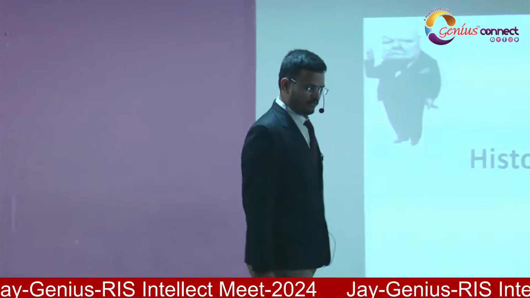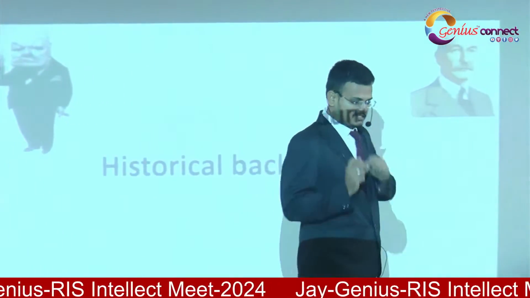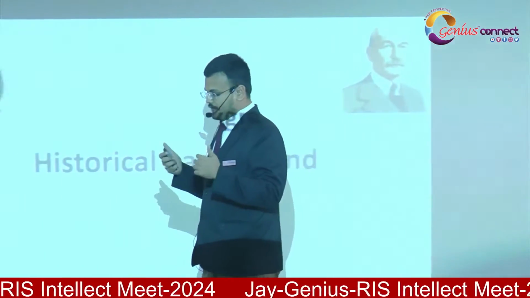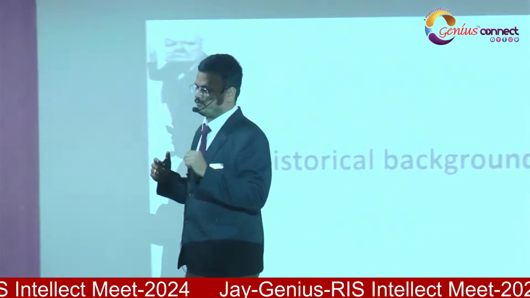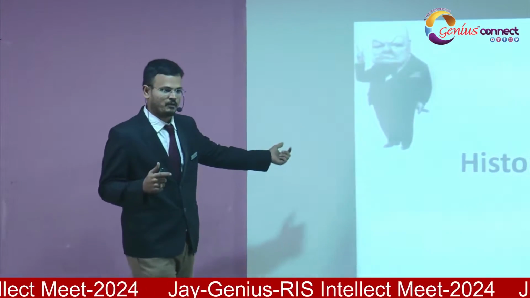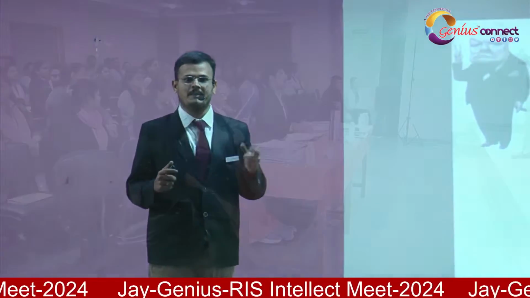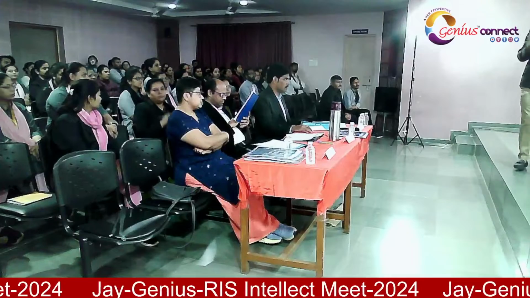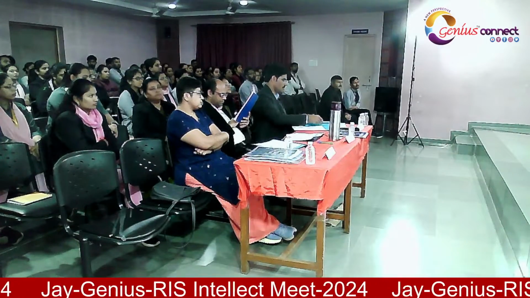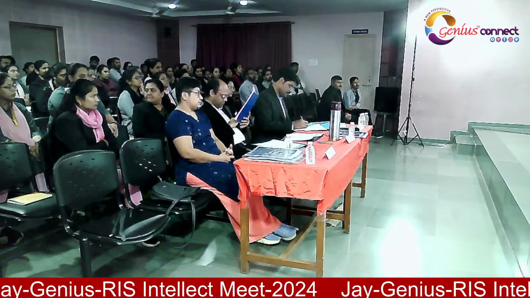What is the historical background? In 1935, in Britain, the Conservative Party was in rule, and Winston Churchill was in charge. At that time, Clement Attlee from the Labour Party was in the coalition government with the Conservative Party. Then after World War II, in 1945, the Labour Party formed the government and came to power. And everybody knows because of them, we got independence. So we can say India got independence because of coalition government.